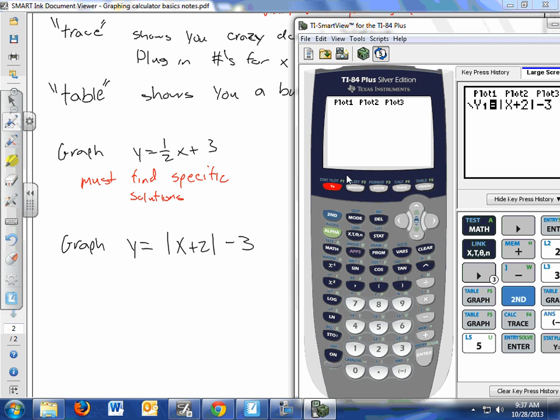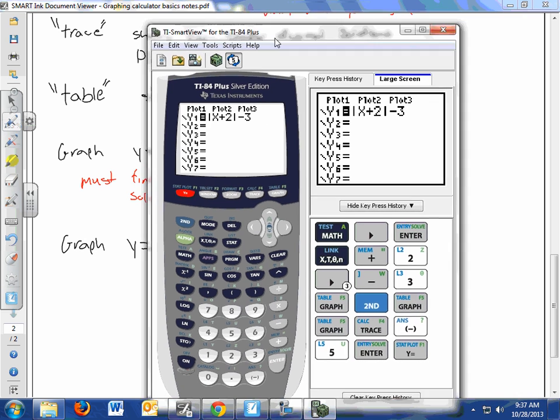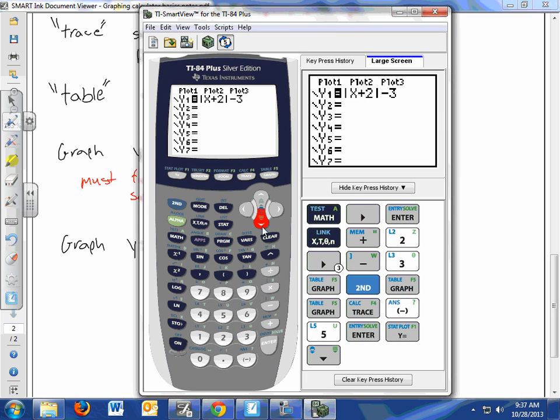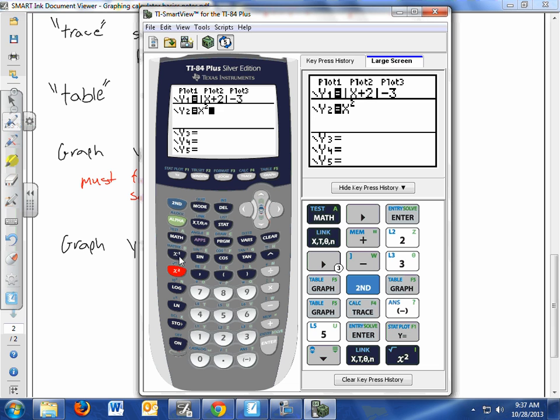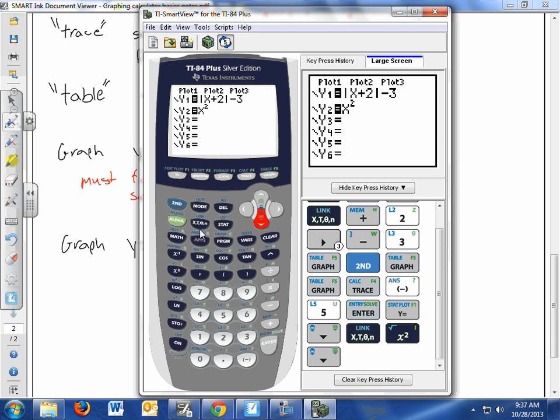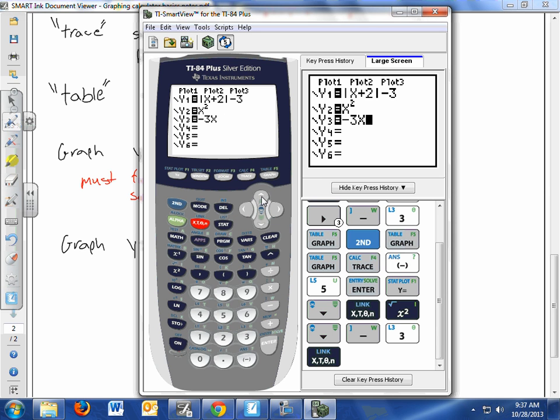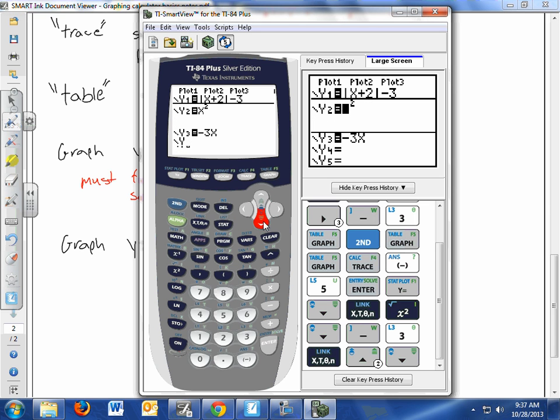Now, back in y equals, we can graph multiple graphs at the same time. Let's say x squared. Okay? You can plug in as many graphs as you want, and they'll just plot them. This is a great way to compare graphs and what they look like. Okay? However, you're probably going to be confused as which one is which.